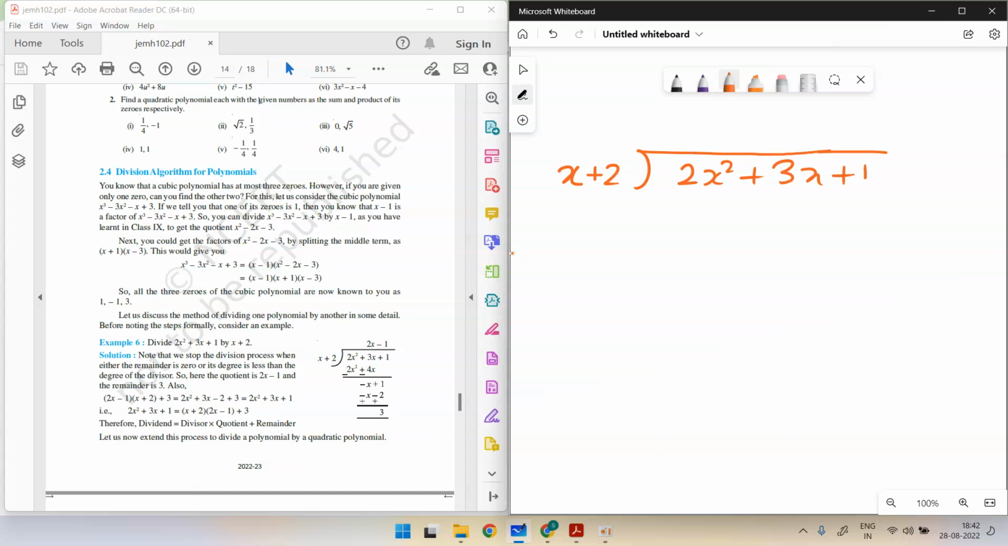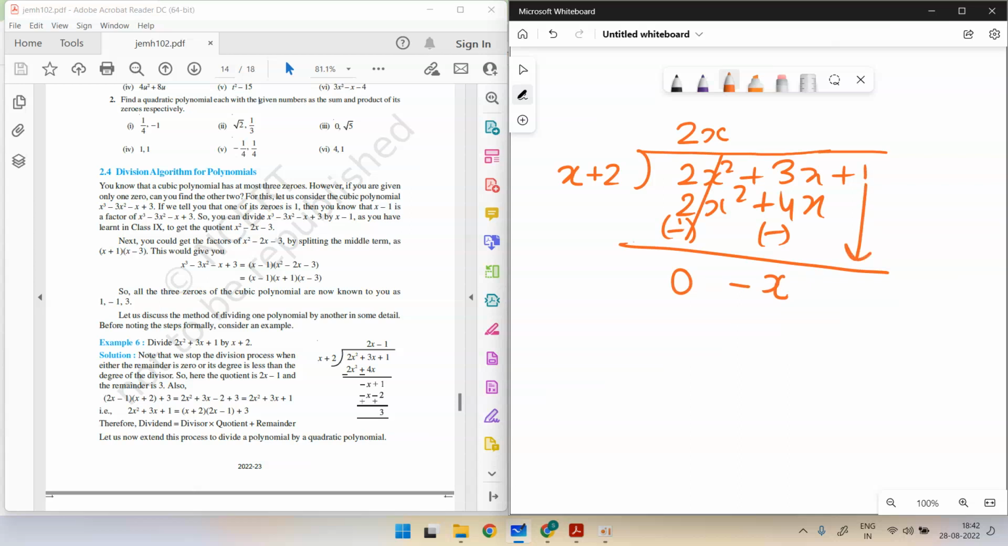So for making x as 2x square, it will be 2 multiplied by 2x. So this is 2x square. Now 2 into 2x will be 4x. And you need to subtract to get this cancelled. Subtraction, so this becomes 0, and this will become minus of x. If you take 1 as this.